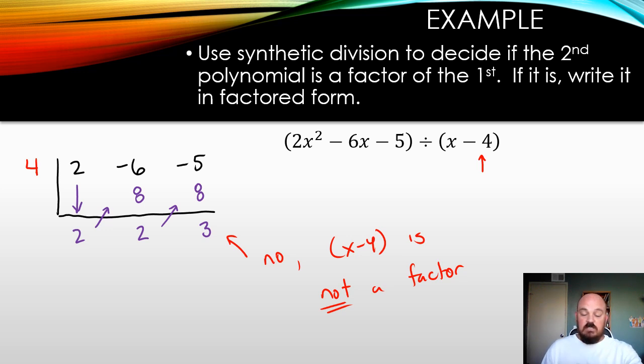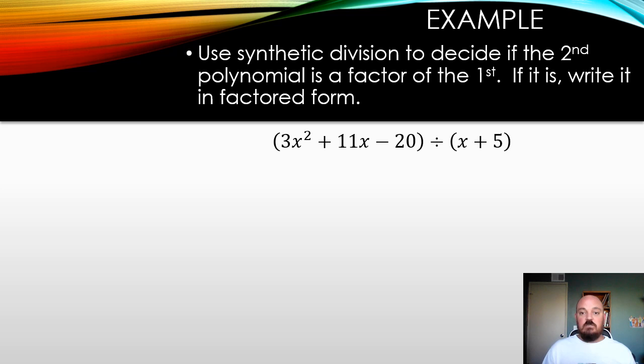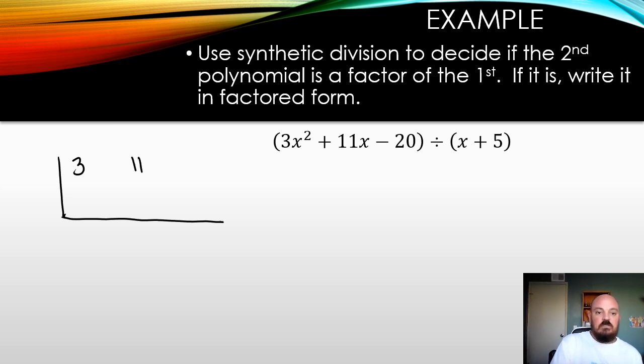So let's try another example, the exact same directions, but different functions this time. So let's start it the same way. I'm going to set up for synthetic division. We have a 3x squared plus 11x, so I'll put positive 11, and minus 20, so I'll put negative 20. For my number out front, I change the sign right here. Factor is x plus 5, so I put negative 5. And we'll do our synthetic division.